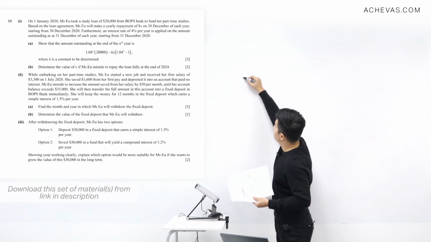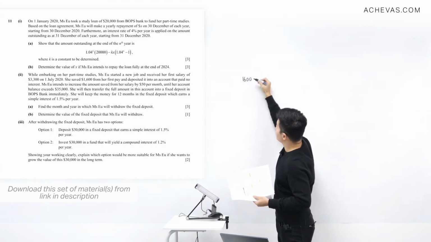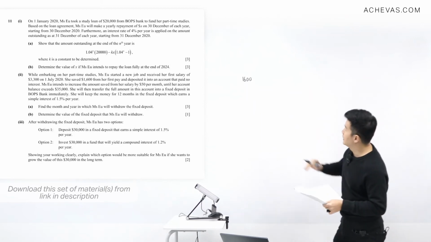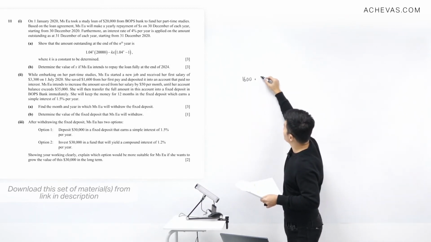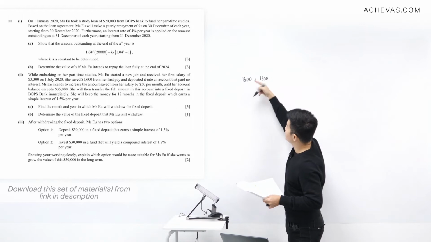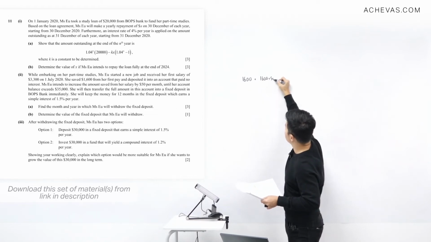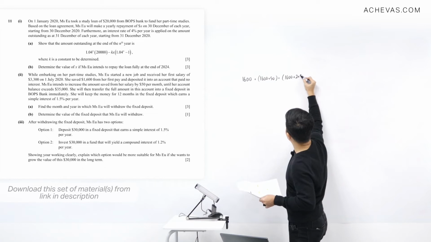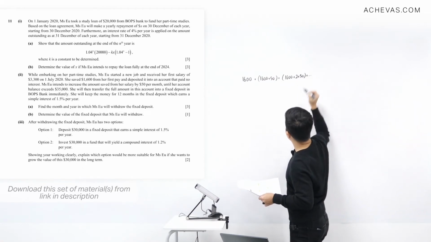The first time she saved is going to be on 1st of July 2020. Then in the next month, she's going to be saving $50 more than the previous month, so it's going to be this amount. Then after that, she's going to do the same thing, $50 more than the previous month, so it's going to be 2 times 50. She's just going to continue.